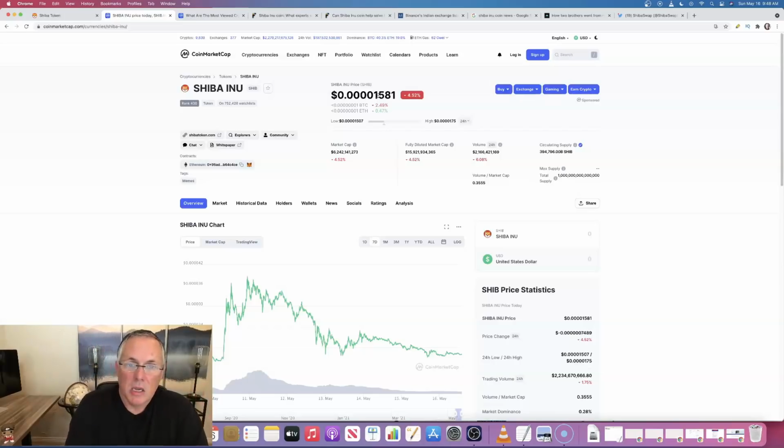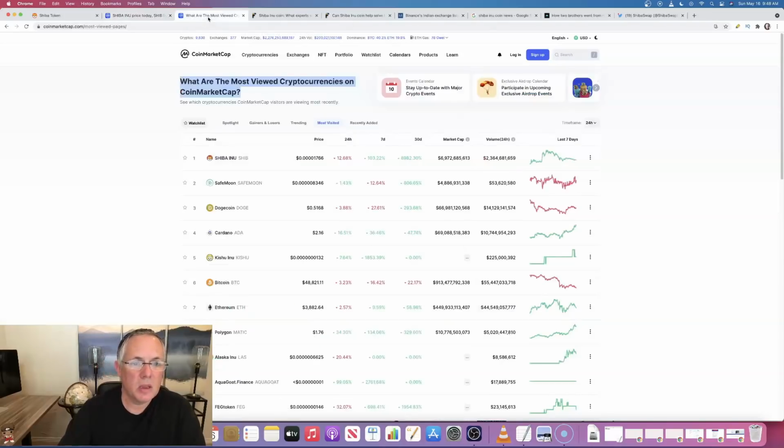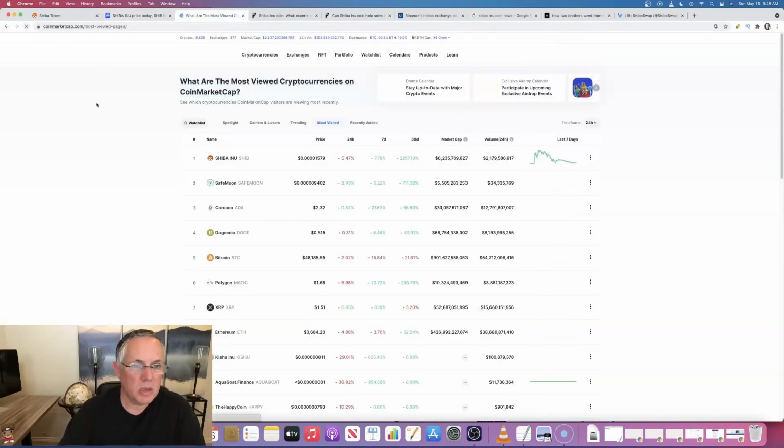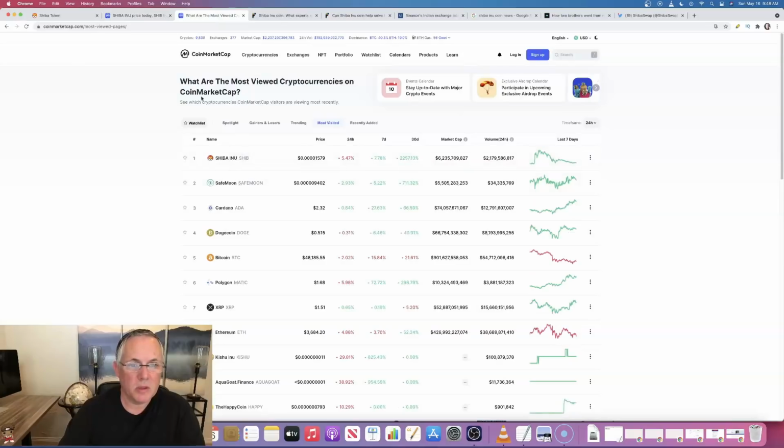Okay. So with all of that said, I want you to understand that this is a volatile crypto. It is. And I do like Shiba. I really do. I like what I see developing, guys. And here's what I would say. I like what I'm seeing developing because Shiba Inu is the most viewed cryptocurrency on CoinMarketCap. Why should you care? Because it's got an insane amount of interest in it right now. It's got people coming in and looking at it.